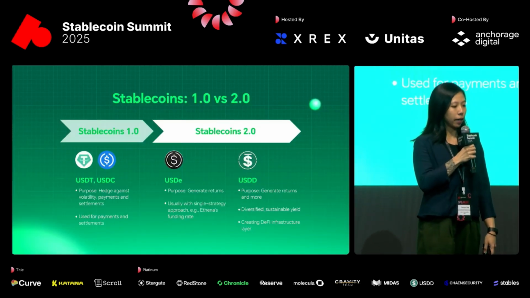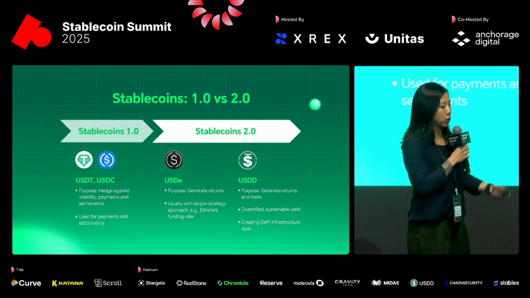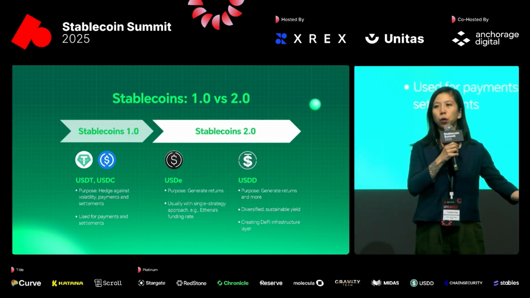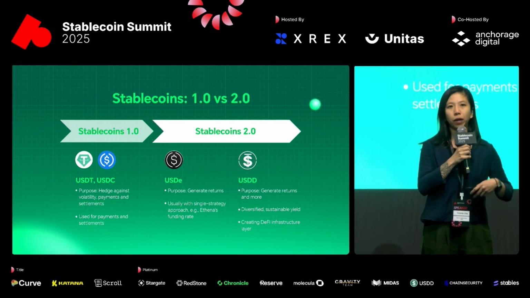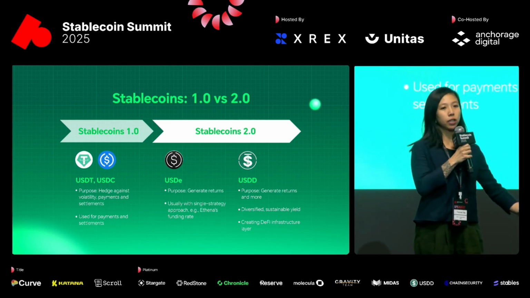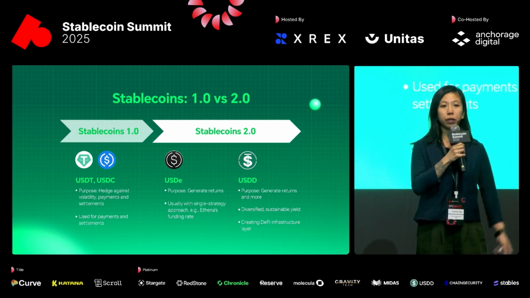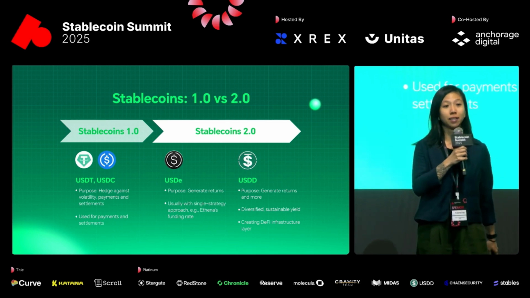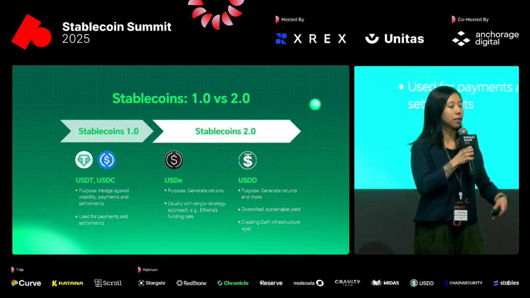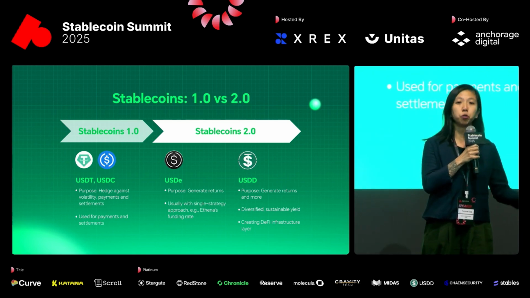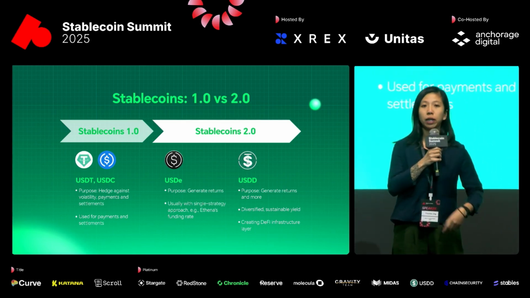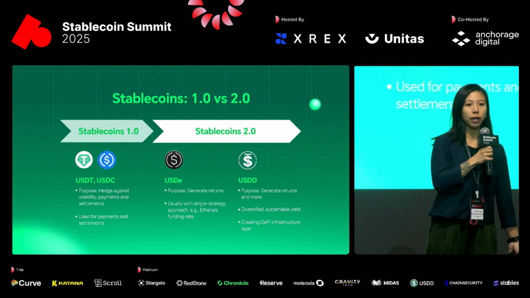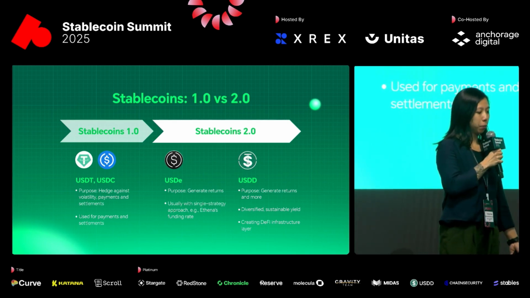So let's look at Stablecoins 1.0 first. They started out with just two main purposes. First, they just had to hold the peg to whatever fiat currency, be a safe place to hedge against market volatility. Secondly, they had to be an instrument to move money across exchanges very quickly for payments and settlements. Simple. Then came this paradigm shift in 2.0.